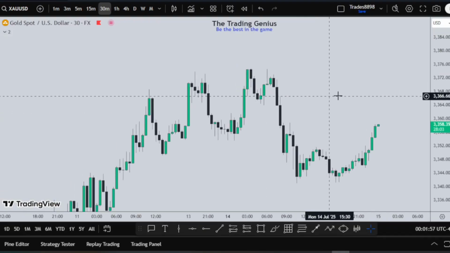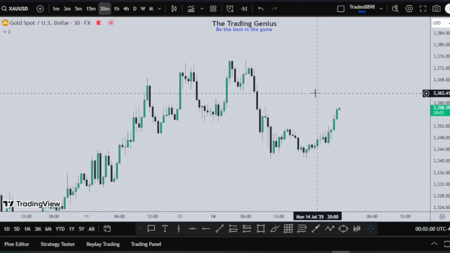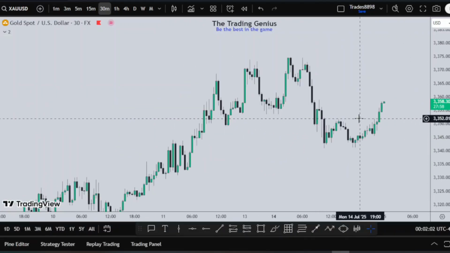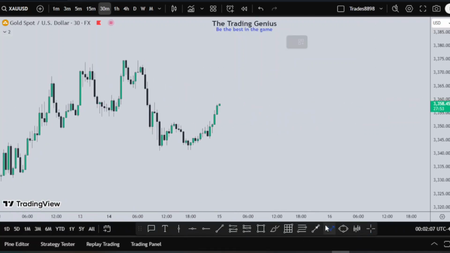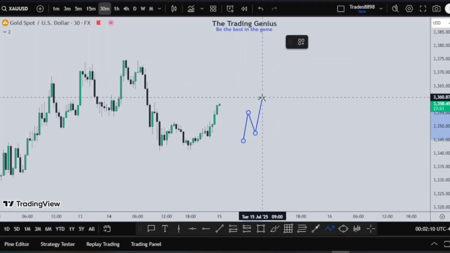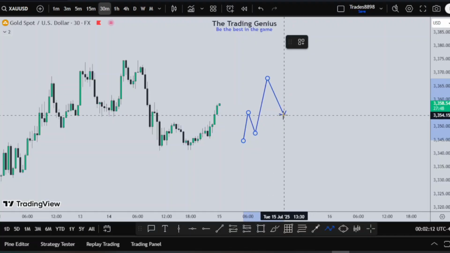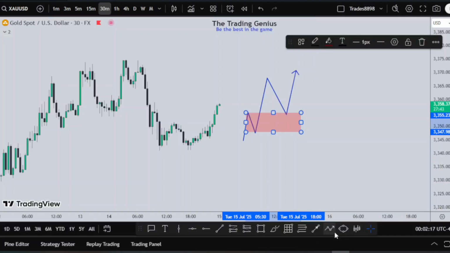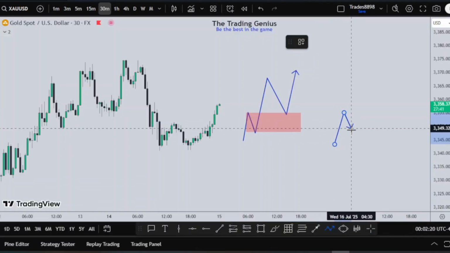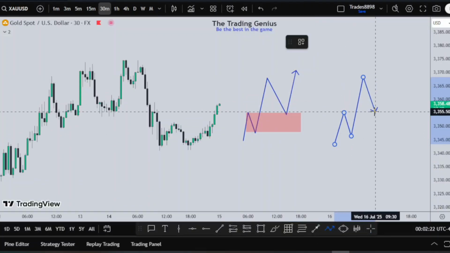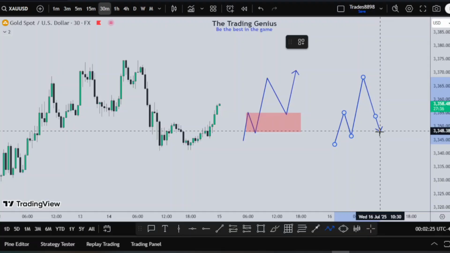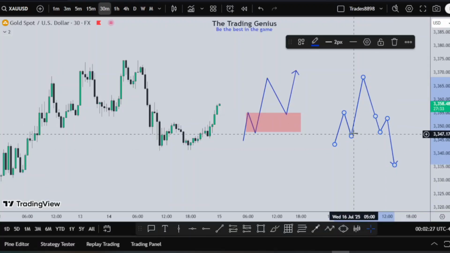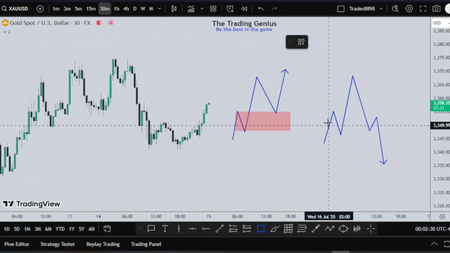So here we have gold, which is really nice, really clean. But I'm going to show you the difference between the two that I just showed you. The first one: price created an order block, and then when it came back down, it respected the order block really nicely, like this. And the second one, the same thing happened, but then instead of respecting it, price just went through it and completely destroyed this order block. And if you were going to buy from this order block, you would have lost.